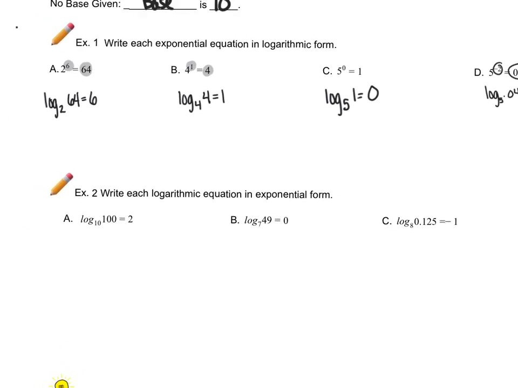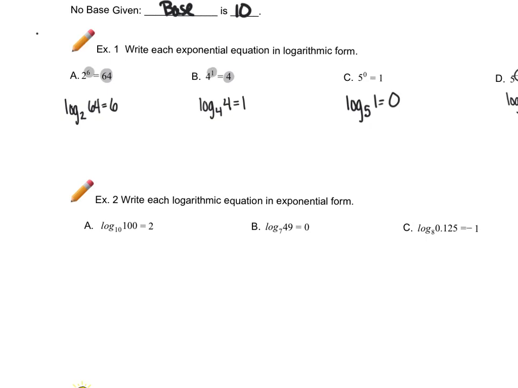So now we're going to go the opposite direction. We're going to write each logarithmic equation in exponential form. So this little thing right here, this is the base. That's the base. So it's going to be 10 to the power of 2 equals 100, your answer. And it should make sense to you.